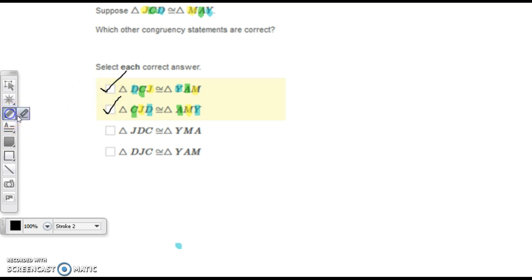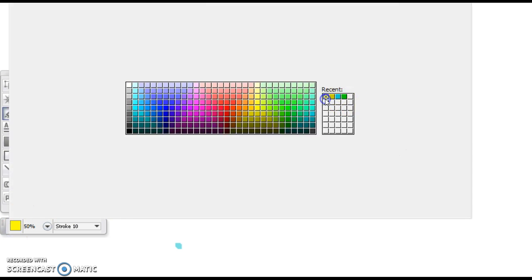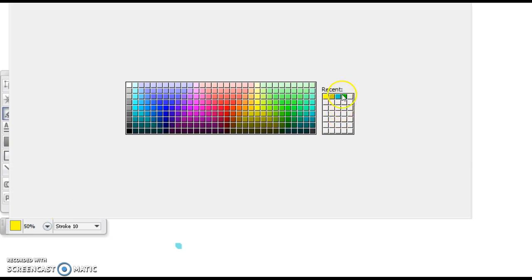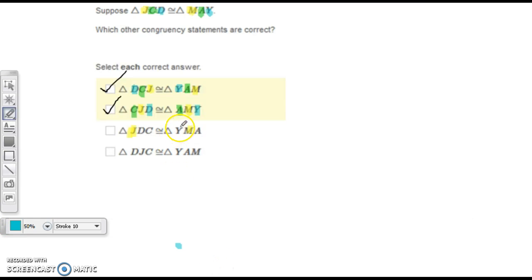All right, let's look at the next one. We have J. J is yellow. Let me change that. And J, the yellow, is supposed to go with the M. So I think you can see here that we already have a problem because it says that J goes with Y, but Y is blue and it's supposed to go with D. So this problem is messed up. This is not a true congruency statement.